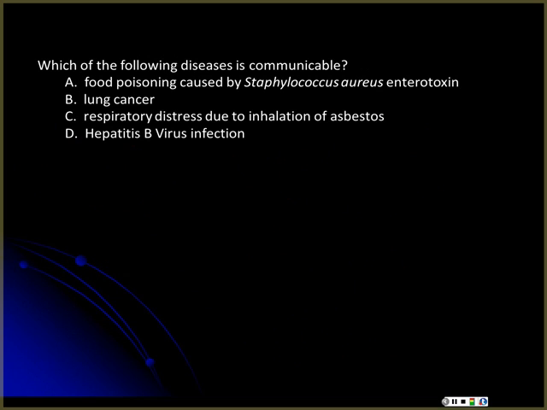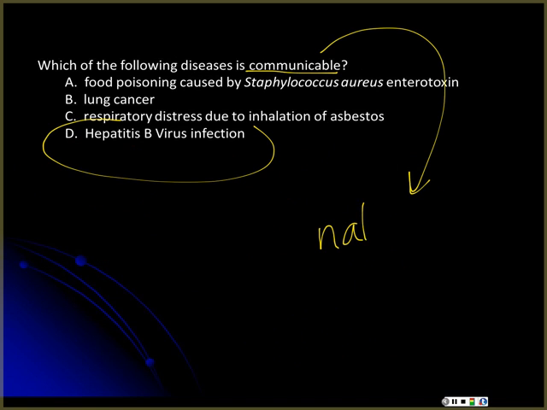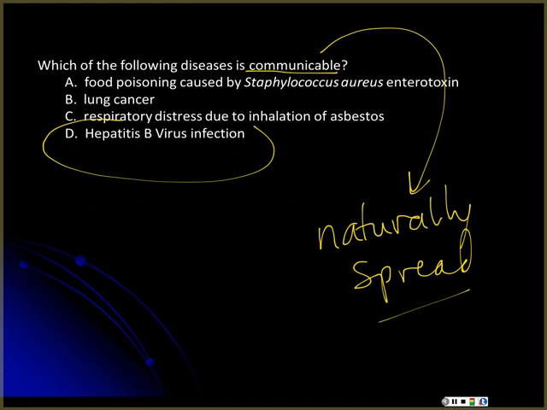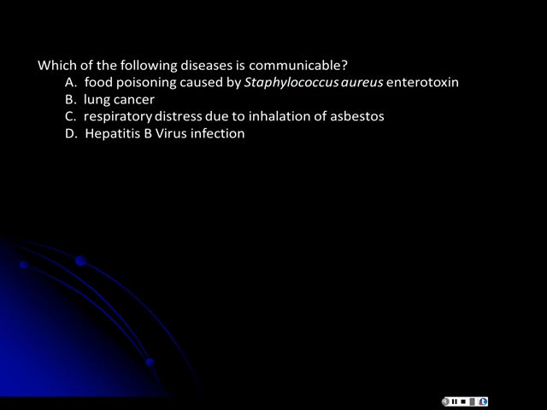Which of the following diseases is communicable? Yeah, D. Because what does communicable mean? Yeah, it can be spread. It has a natural way of spreading. It's naturally spread from one person to another, or one host to another. So none of those other things up there can be spread from one person to another. Even staph food poisoning, because that's just due to a toxin.